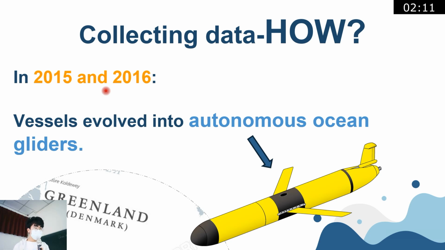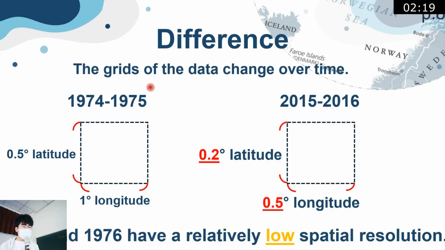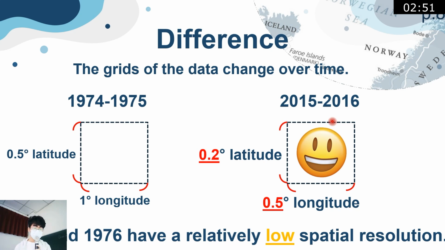And in 2015 and 2016, the vessels evolved into autonomous ocean gliders. The difference between these two data sets is the grids. The grids in 1974 have a length of 1 degree longitude and 0.5 degree latitude. But in 2015 and 2016, it has 0.5 longitude and 0.2 latitude. And that is why in 2015 and 2016, we can see the data more clearly.